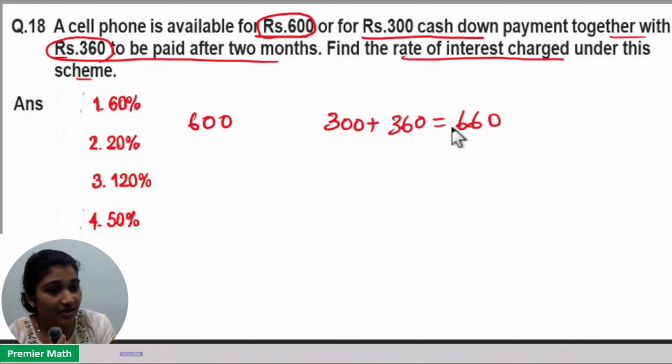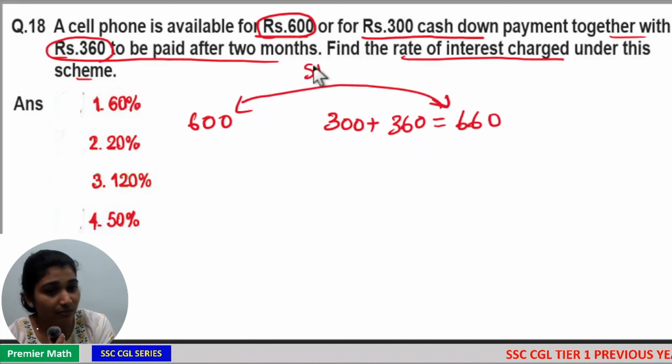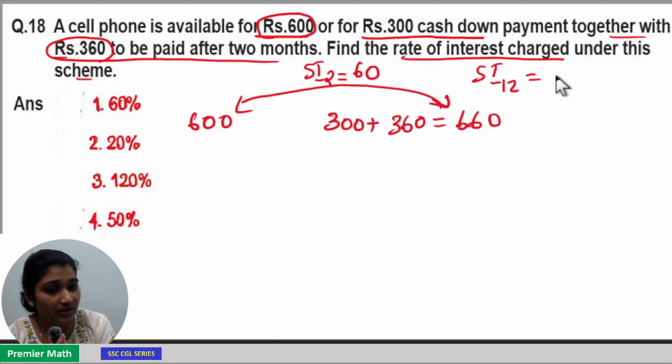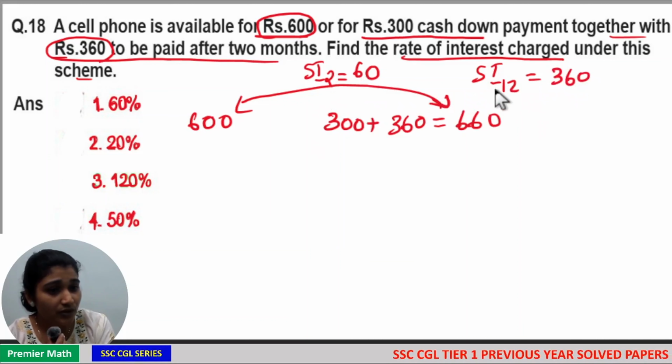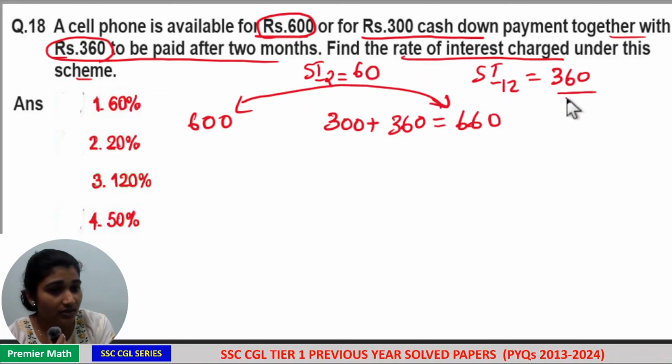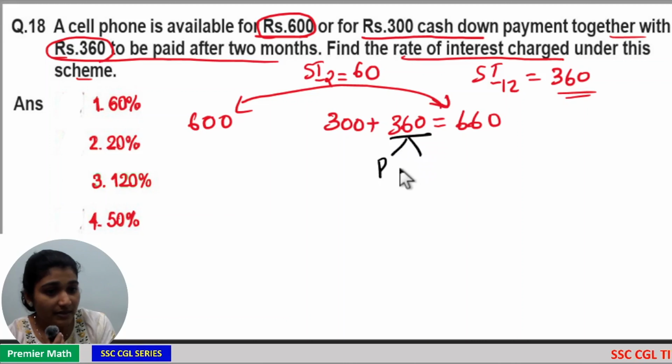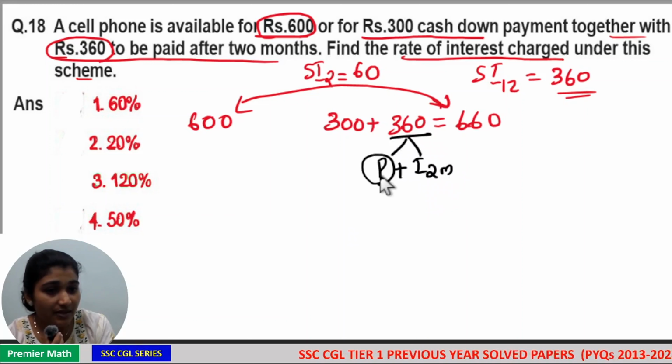That is this extra 60 rupees. This extra 60 rupees is the interest for 2 months here. So simple interest for 2 months is given as 60 rupees. Now to find rate, find the simple interest for 12 months. For 2 months it is 60 rupees, means for 12 months it is 6 into 60, 360 rupees, because 2 into 6 is 12. Then 6 into 60 is equal to 360 rupees. Now here this 360 include principal plus interest for 2 months. So here principal is 300 rupees.